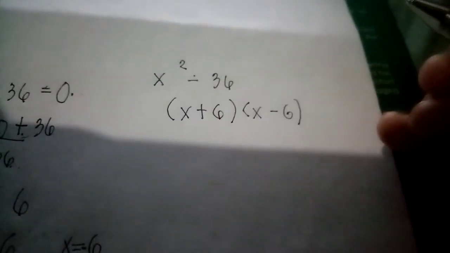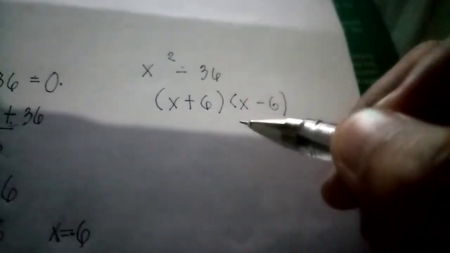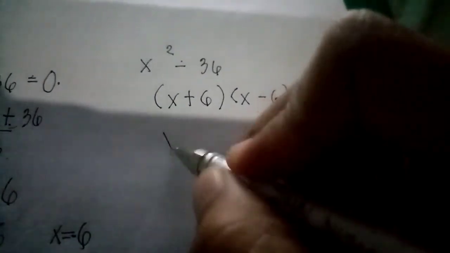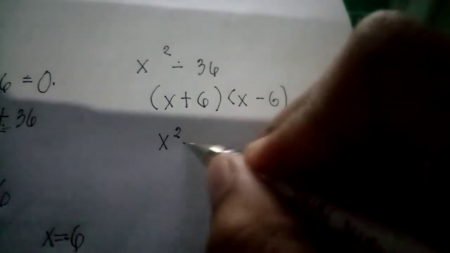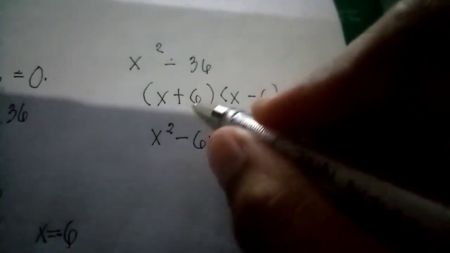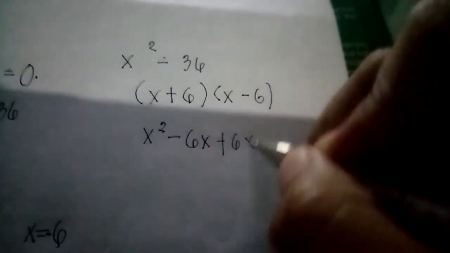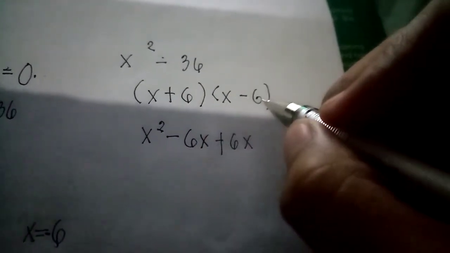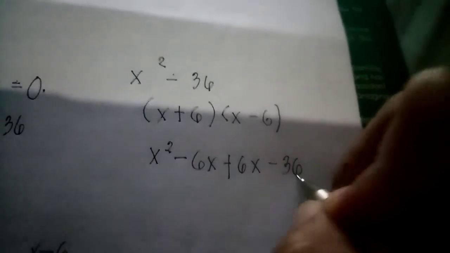To check if our factor is truly correct, use again the FOIL method. Now, x times x is x squared. Then, x times negative 6 is equal to negative 6x. Then, positive 6x times x is equal to positive 6x. Then, positive 6 times negative 6 is equal to negative 36.